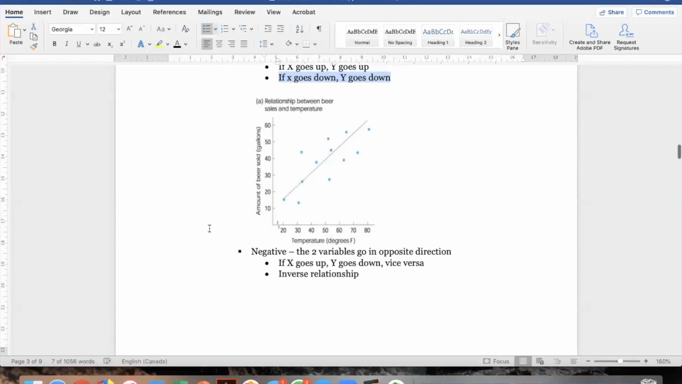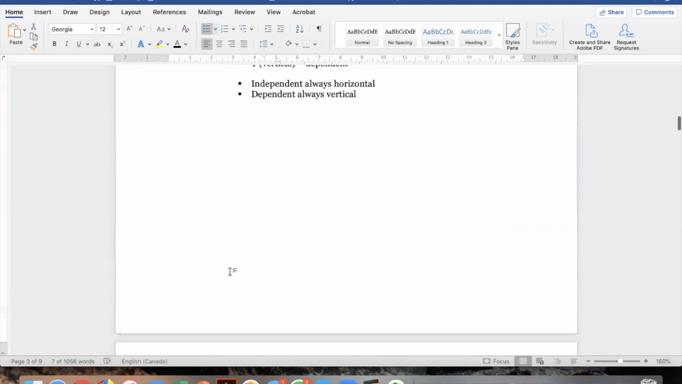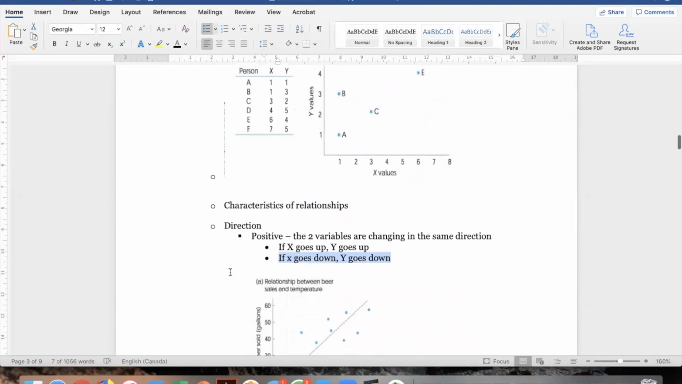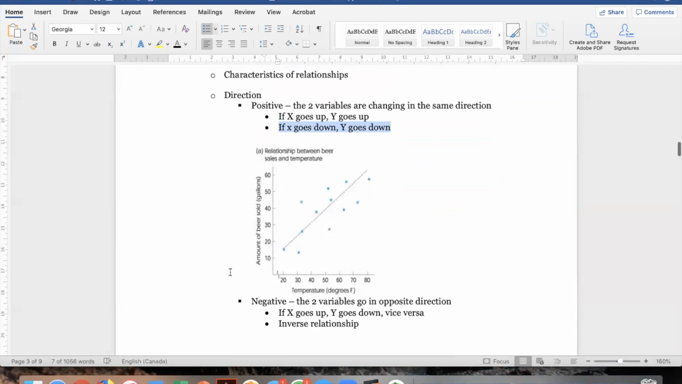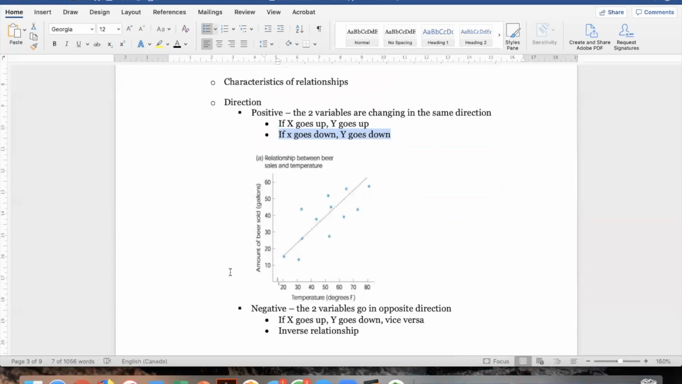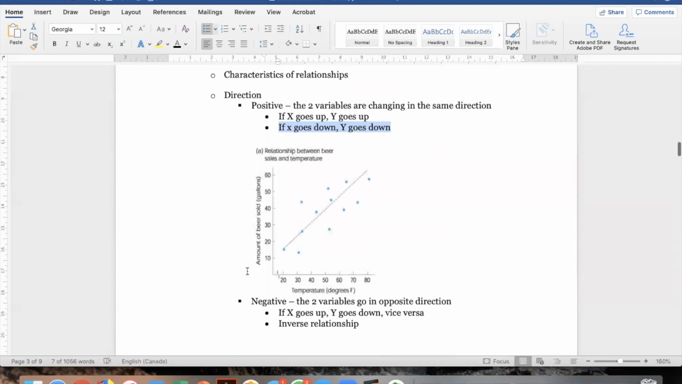If they're going in the opposite direction, so as X goes up, Y goes down, then it's a negative or an inverse relationship. Does everybody get that? There were just some problems last time with the positive and negative, but everyone's good with that? Lauren, what does the plotted points look like when it goes down? Like if they're both going down, positive? Like this? Like that? Okay. Yeah.